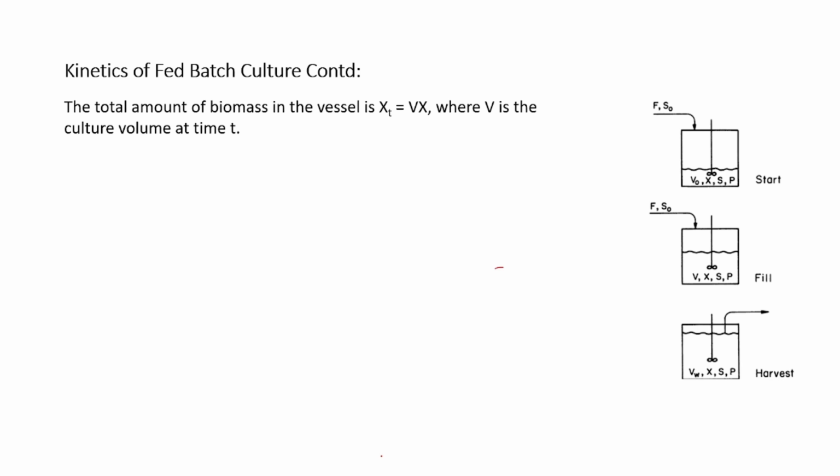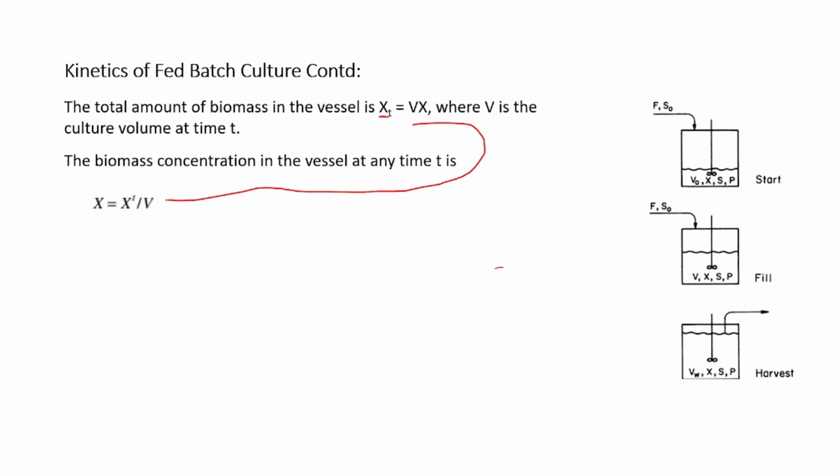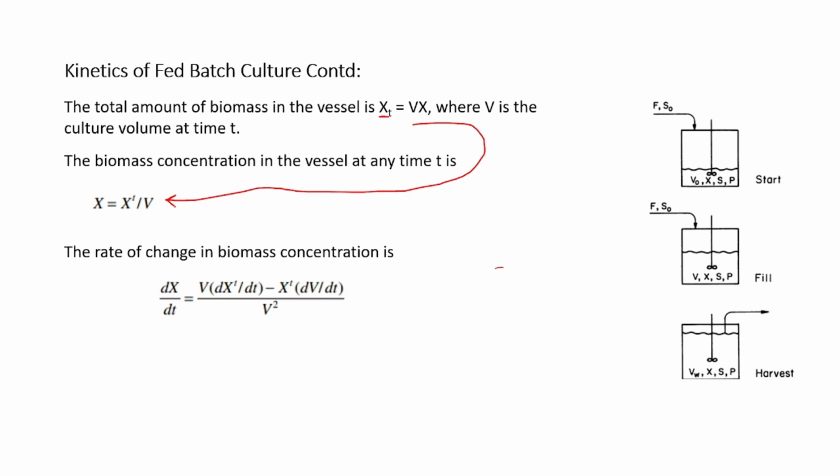Now we have already talked about that the total amount of biomass, which is in grams say, is given by the concentration multiplied by the volume of the fed batch culture. This we have already seen. The biomass concentration in the vessel at a time t is X is equal to Xt by V. So we are doing nothing but transposing this, writing it from this expression only. Then the rate of change of biomass concentration is given by this.